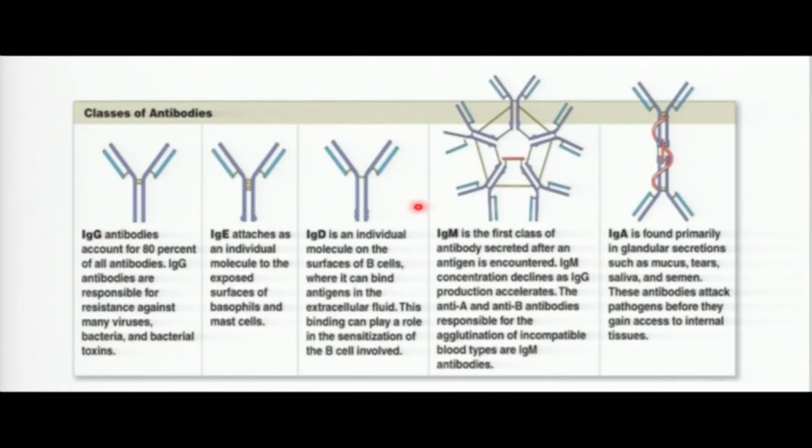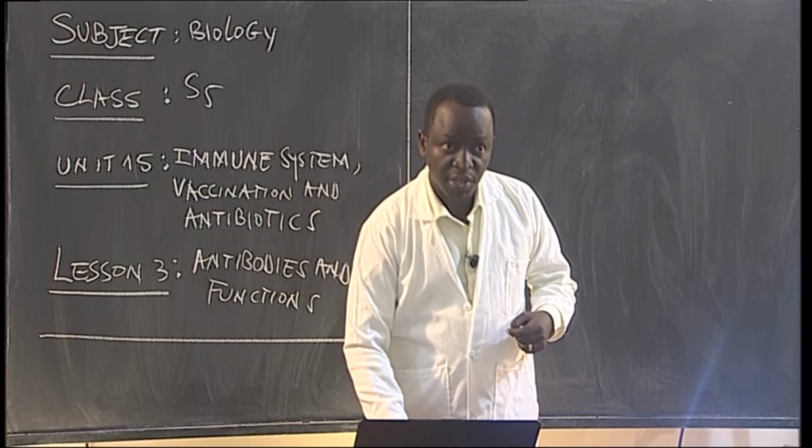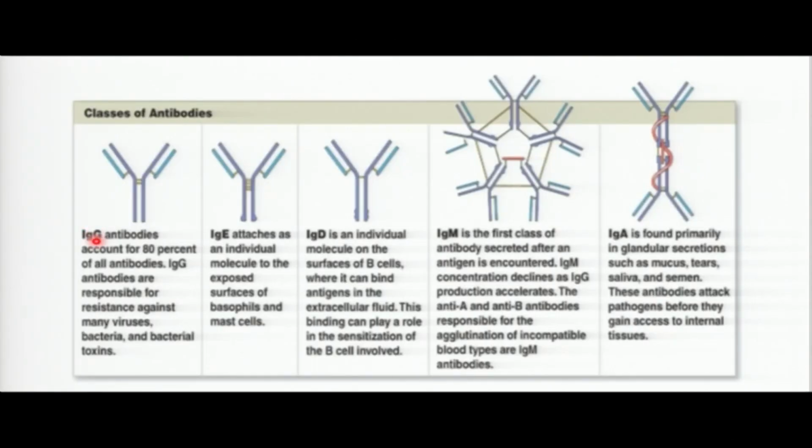And then the others occupy only 20%, which means the highest number of antibodies we are having is this IgG antibodies. They are there just to recognize viruses and what? And bacteria. So when viruses and bacteria invade our body, they are going to be recognized by what? By this IgG antibody.